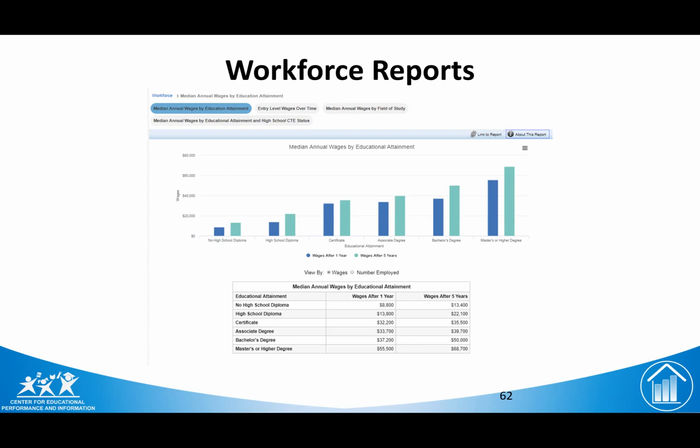So if the student only received a high school diploma, or maybe they were also in some CTE programs at the high school level, we can look at what they attained and see what their wages are after 1 year, and then their wages after 5 years. We also look at whether or not the students earned a certificate, associate's degree, bachelor's degree, and or a master's or higher as well. So pretty interesting stuff that we have out there. There are 4 different reports on workforce out there right now, and I would also encourage you to go take a look at those.